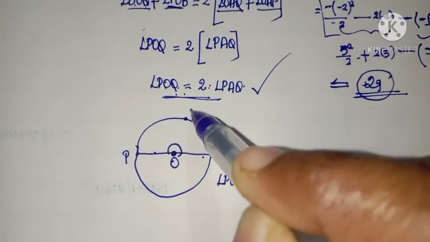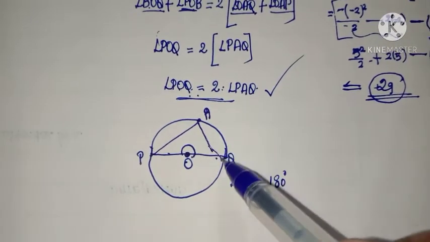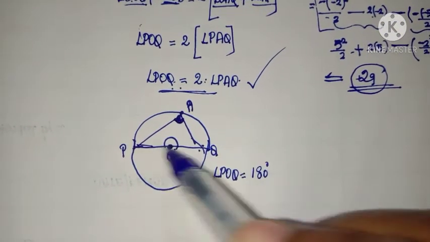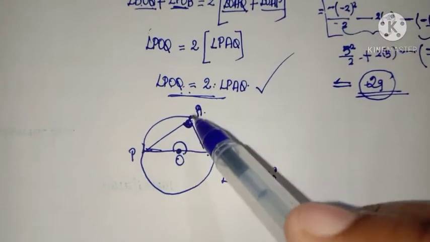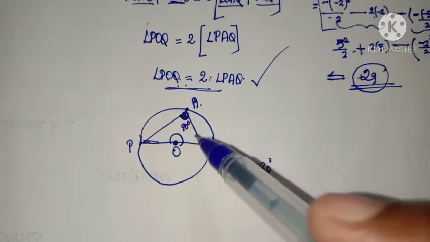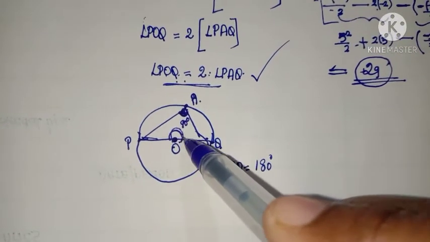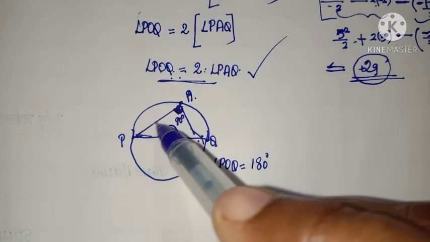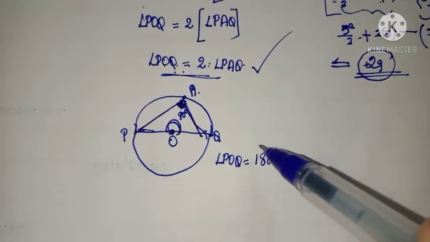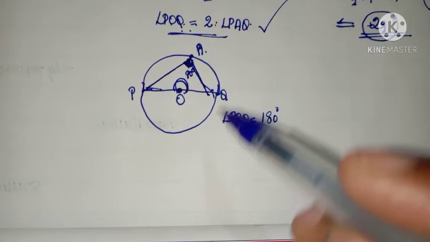Now take a point A on the remaining part of the circle, and this is the angle subtended by the chord or by the arc PQ at point A. So we need to prove this angle is 90 degrees, isn't it? Because straight angle is 180 and this angle is the angle in a semicircle, and we know that the angle in a semicircle is 90 degrees. So we can easily prove it in the case of PQ being a semicircle.